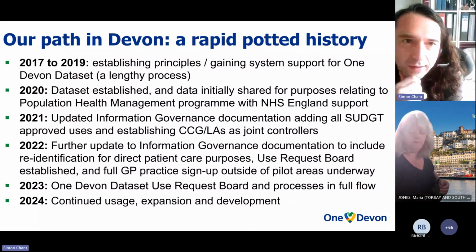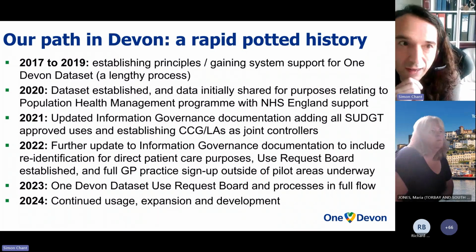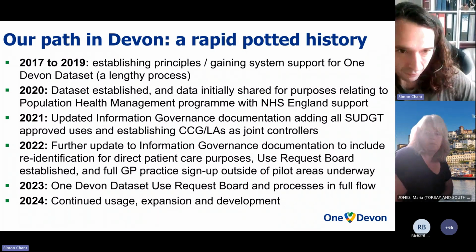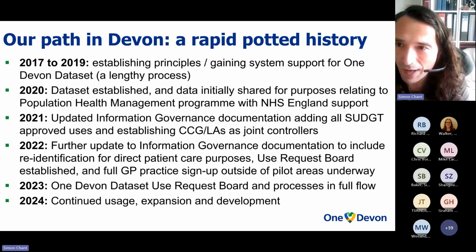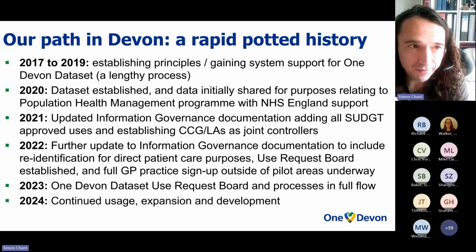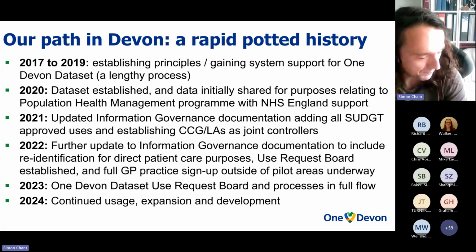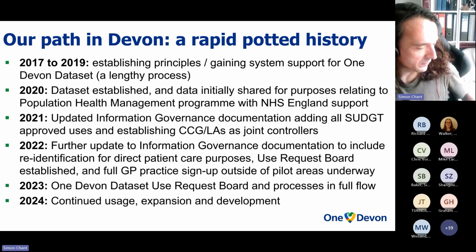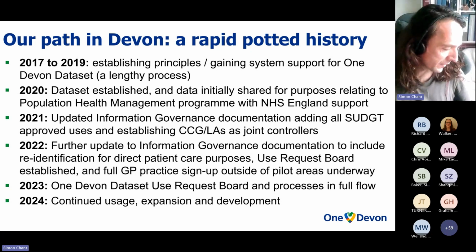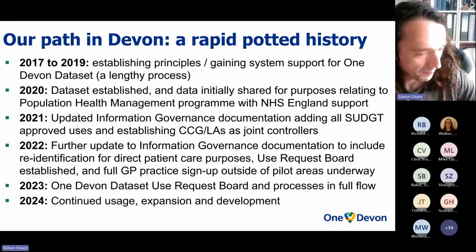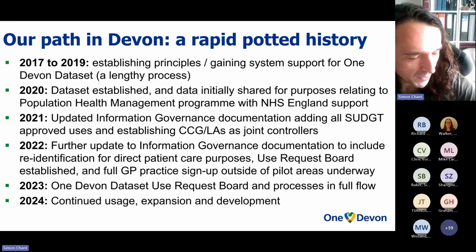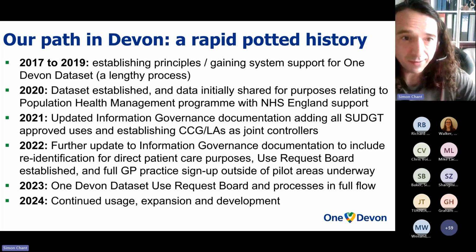Okay, so I'm just going to take you through a bit of our potted history in Devon before going into some of the details of our One Devon dataset. So starting off in terms of having that kind of data set for Devon, Plymouth and Torbay, that whole picture, the first germ of that as an idea was 2017, and that itself was driven by various local projects, including one in Integrated Care Exeter, which linked some of the GP, secondary care and social care data.